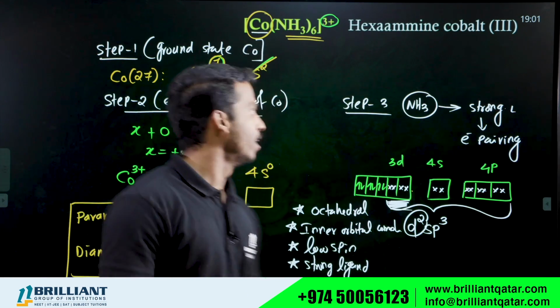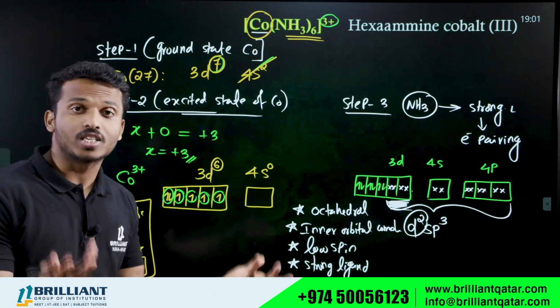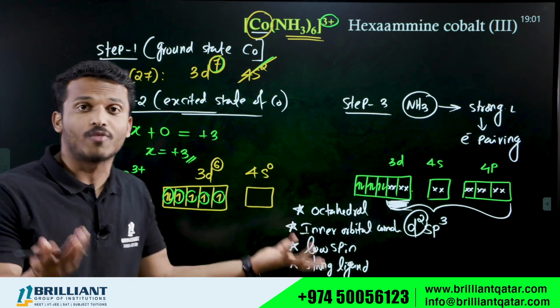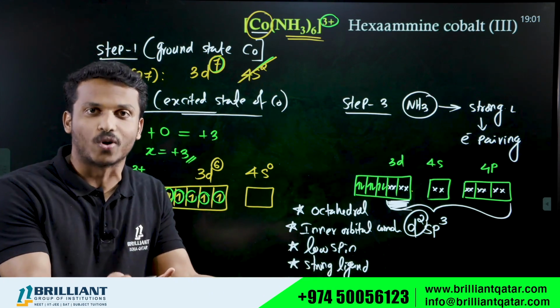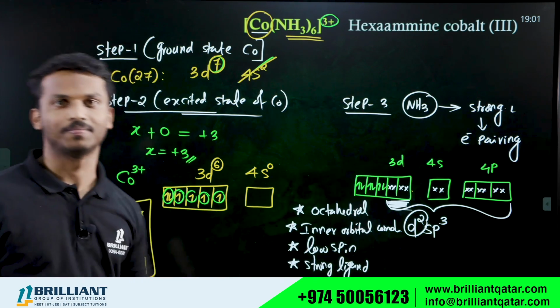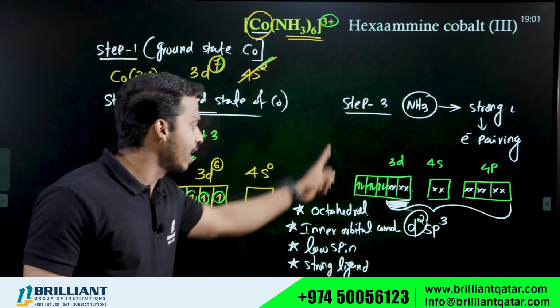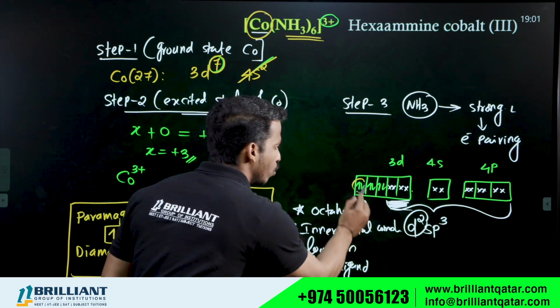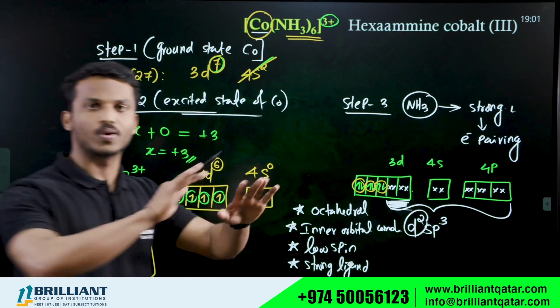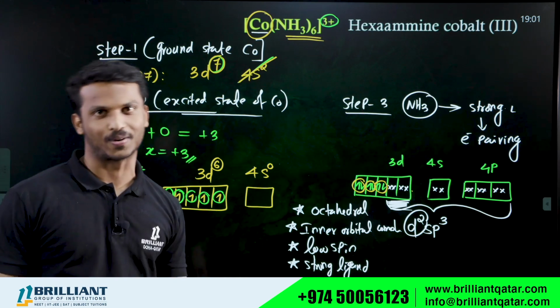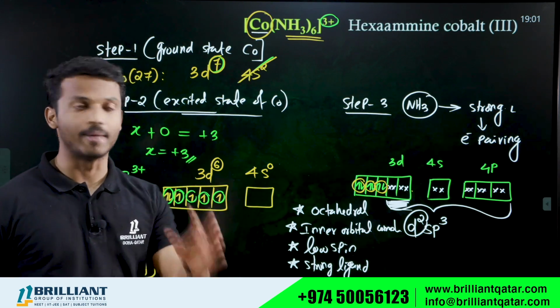Hope you are clear on that. So, sir, in which step? Step 1, step 2, step 3. Where do we find whether there is an unpaired electron or not? Step 3, at the end. In step number 3, at the end you can see 2, 2, 2. All electrons are paired, no unpaired electron. So, the complex is diamagnetic.